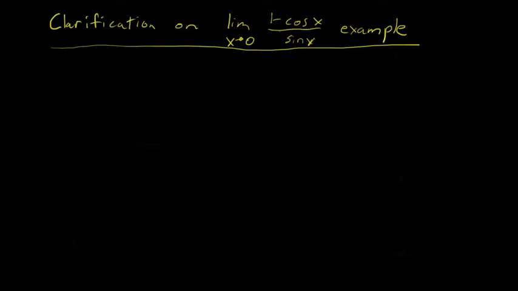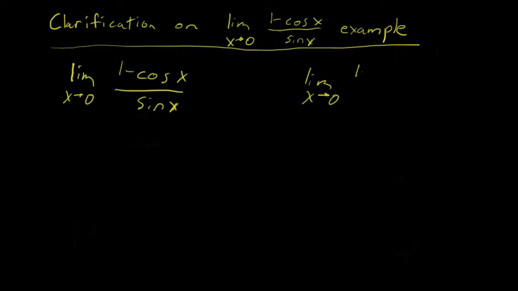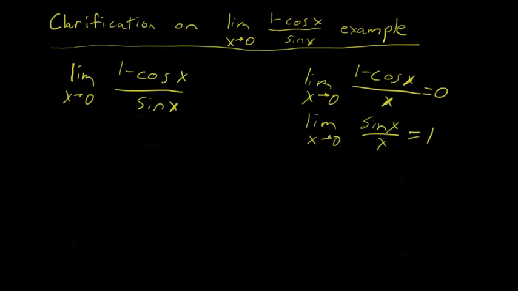In this video, I'm going to try to clarify something that may have been confusing in the previous video. We had worked through the problem, the limit as x tends to 0 of 1 minus cosine of x divided by sine x. And if you'll remember, we were trying to use these limits here. Limit as x tends to 0, 1 minus cosine of x divided by x is 0. And that limit as x tends to 0 of sine x over x is 1.